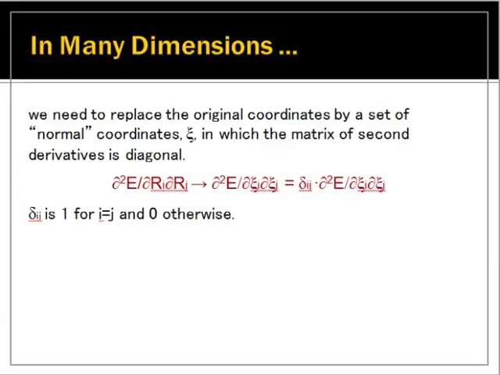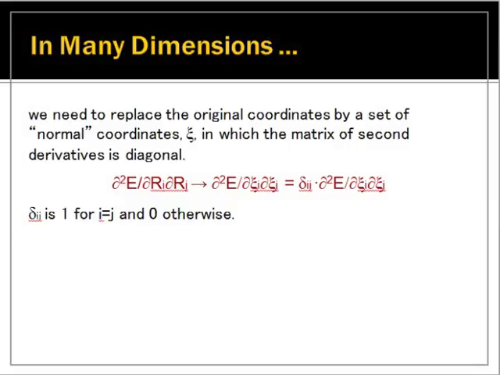the problem is you have many more second derivatives than you have coordinates. You have to do a mathematical trick, which is to take the original set of coordinates, x, y, z, or whatever they are, bond lengths, and you have to convert them to a set of so-called normal coordinates such that the second derivatives are all 0 except for the diagonal terms. Okay, that's a technical trick, just to comment why.